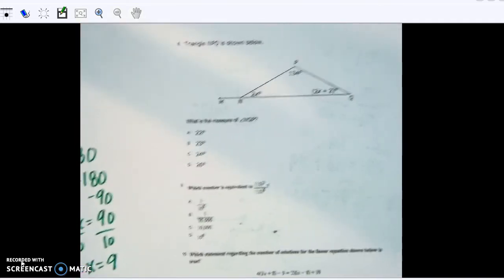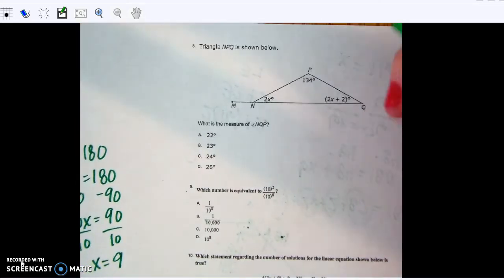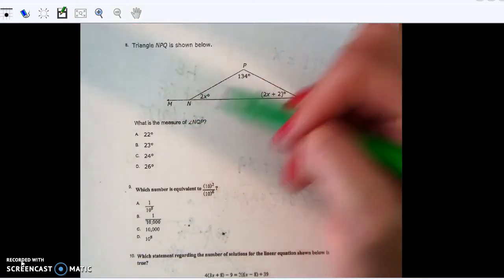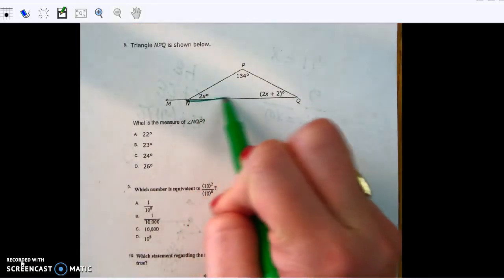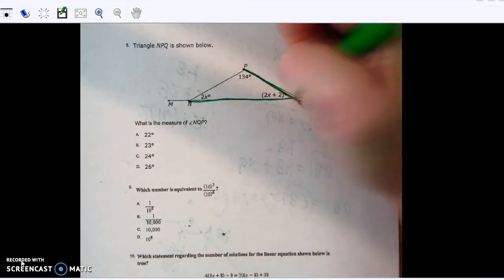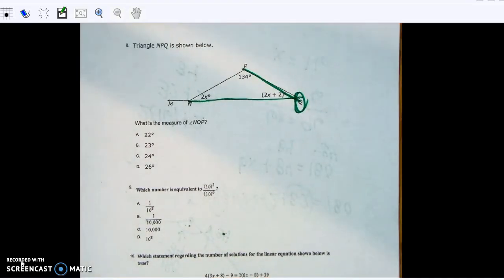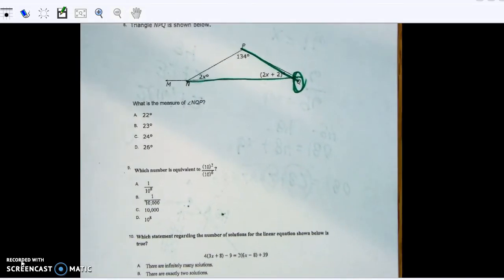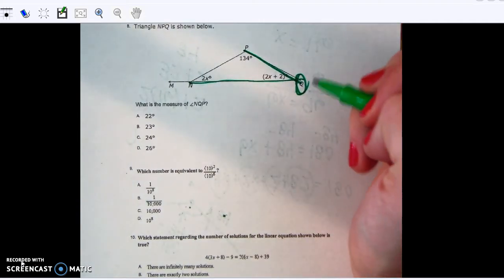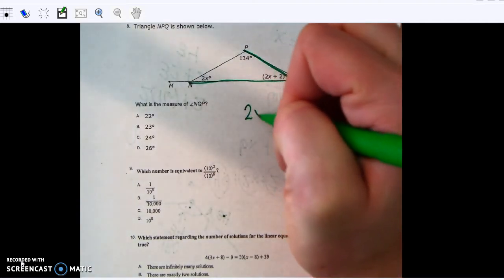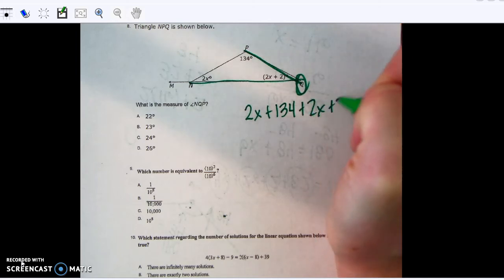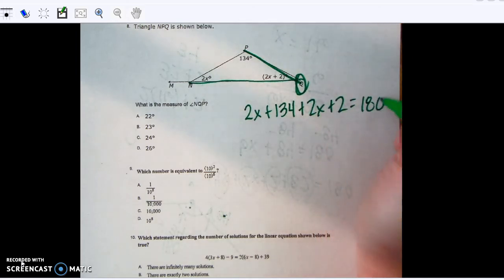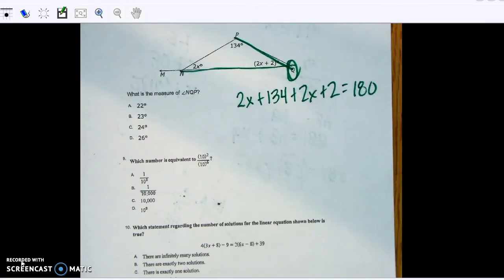Next, triangle NPQ. What is the measure of angle NQP? Remember, Q has to be the vertex. So to figure out that measure, again, first thing I have to do is solve for x. So all of these angles, 2x and 134 and 2x plus 2, add to 180 because all of the angles in a triangle add to 180.